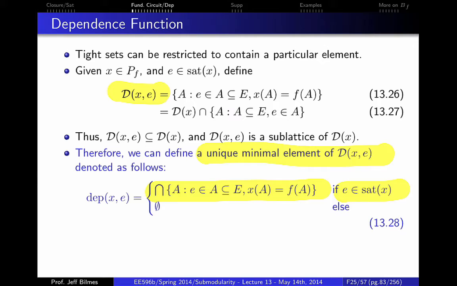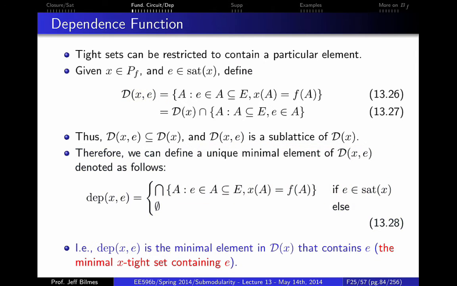Okay. Why is that? Because obviously if E is not in sat, then how can you be an E containing tight set? It means that you're not tight at E, so you can't be a tight set. That's called dep, or dependence.